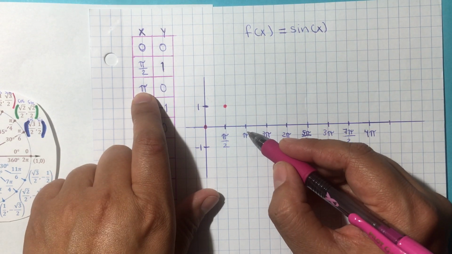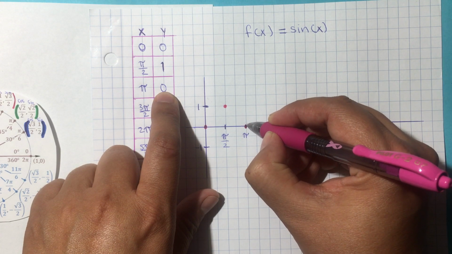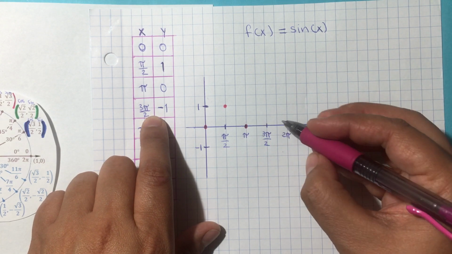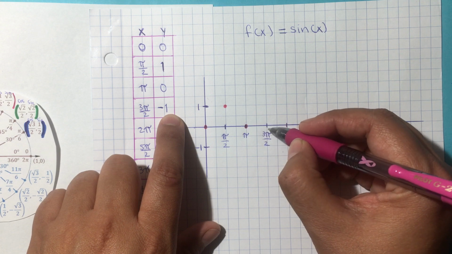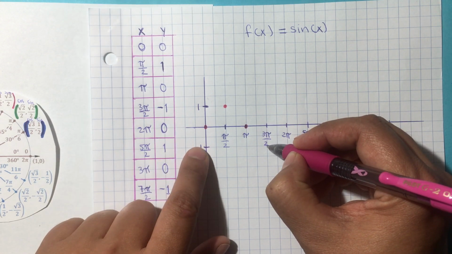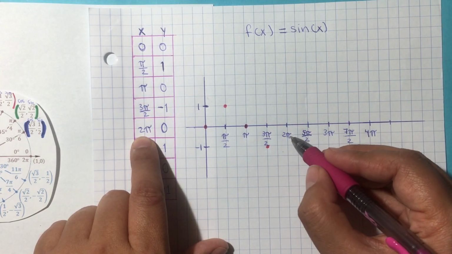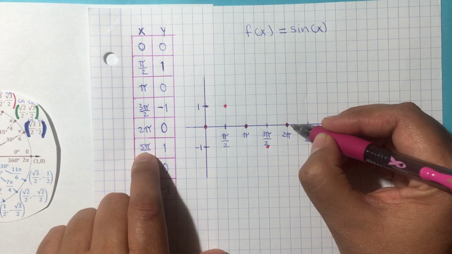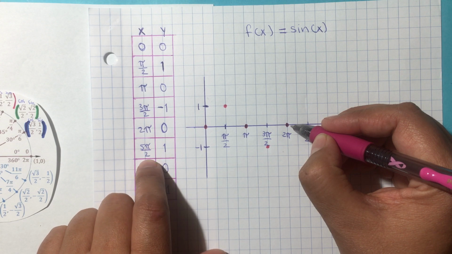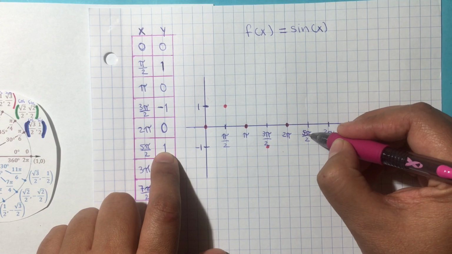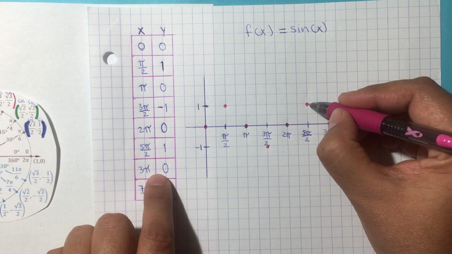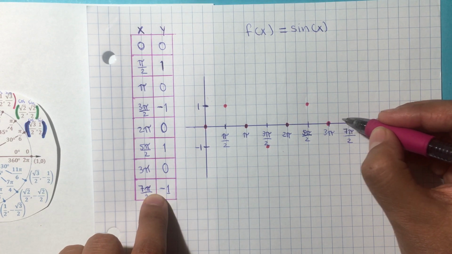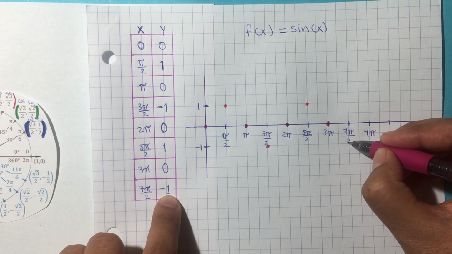The next one is pi, 0. So pi, 0. It's right here. The next one is 3/2 of pi, or 3 pi over 2, which is the same thing. And the y value is -1. So 3/2 of pi, -1 for the y. 2 pi for x, but for y is 0. 5/2 of pi, or 5 pi over 2. The y is 1, so it's right here. 3 pi, that's 0. And 7/2 of pi, it's right there, but for y is -1, so you go down.